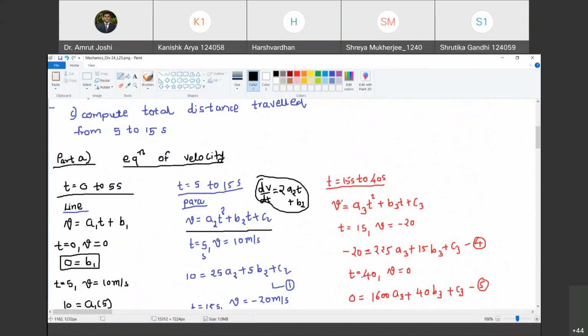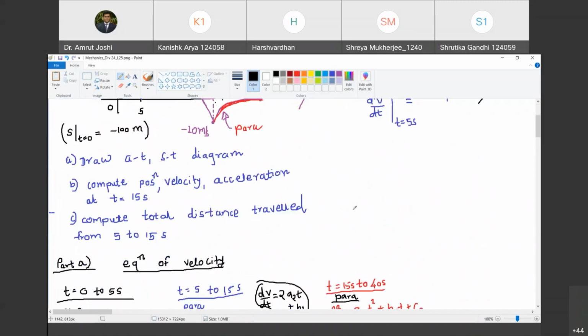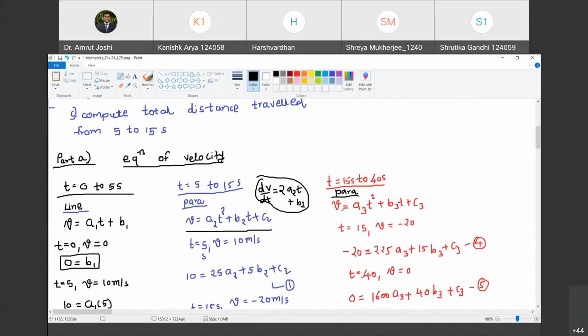What kind of equation is it? It is also parabolic because it is given in the problem that velocity varies as a parabolic function of time from time t equal to 15 seconds to 40 seconds. So how does the equation look? It will be a3t square plus b3t plus c3. These constants will be different from the constants here because this is a different parabola, this is another parabola. Are you with me? Yes, sir. Okay. And we now need to come up with three conditions in order to get a3, b3, c3. Happy? Yes, sir. So what are those three conditions?